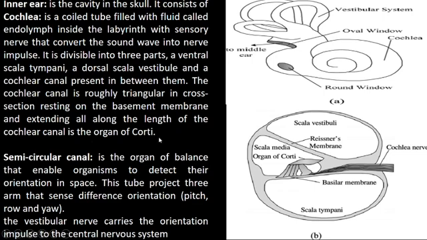Along the length of the cochlear canal, it is the organ of Corti. You can see the organ of Corti. It is the one that is directly linked to the cochlear nerve.